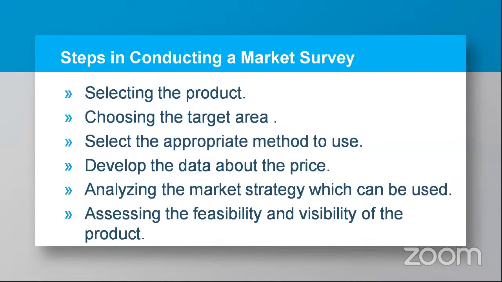Then number 5, analyzing the market strategy which can be used. When you have a product, in one way or the other, you have to find out the people who are going to buy. But how will you reach those people? How will those people get information about your product? So what you can do, you can look at ways you are going to promote your product.